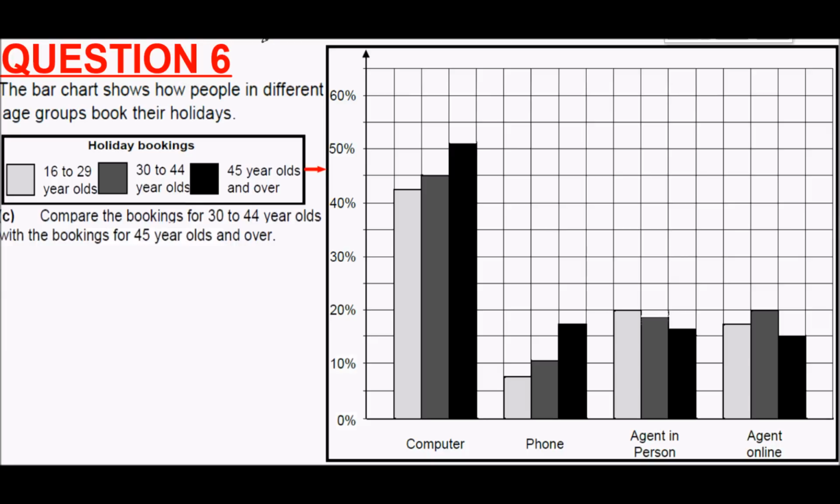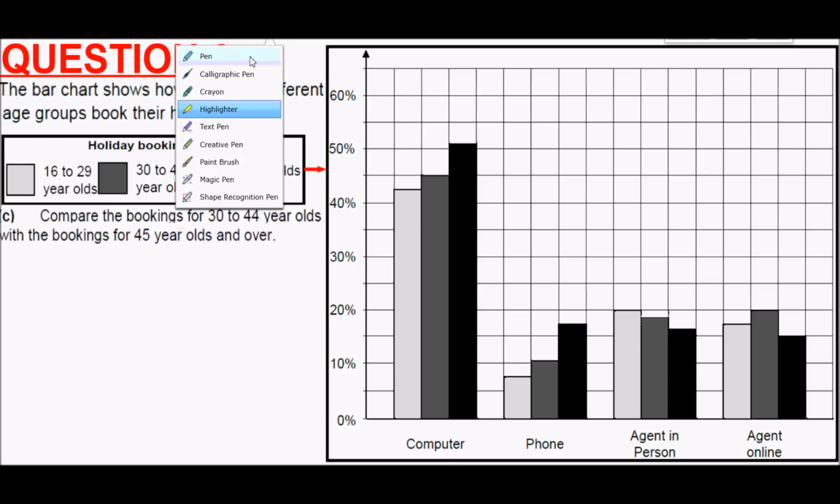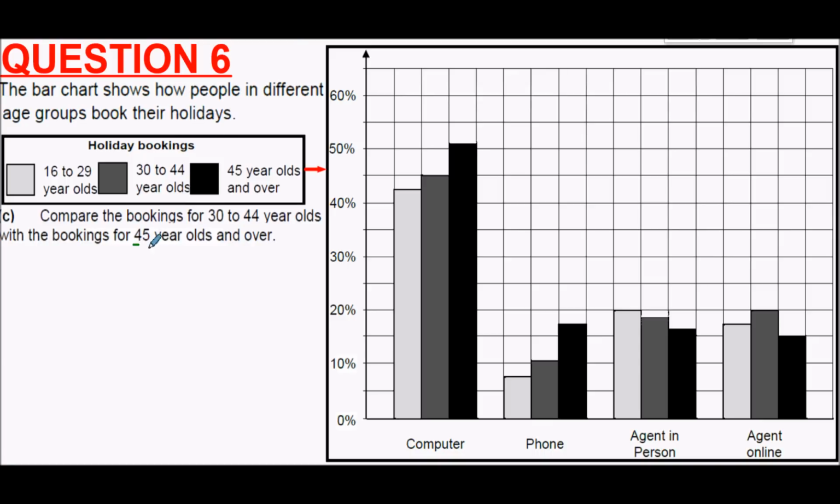So 45 years and over is the dark bar. In fact, that doesn't show up at all, so what we'll do there is just clear that off and try a different coloured pen. I'll try green. There we go. So we're looking at the black bars for 45 years and older. And we're comparing these black bars with the bars for the 30 to 44-year-olds. 30 to 44 are these ones which aren't light, aren't black, somewhere in the middle. So we're comparing the second and third bars for each group of bars.